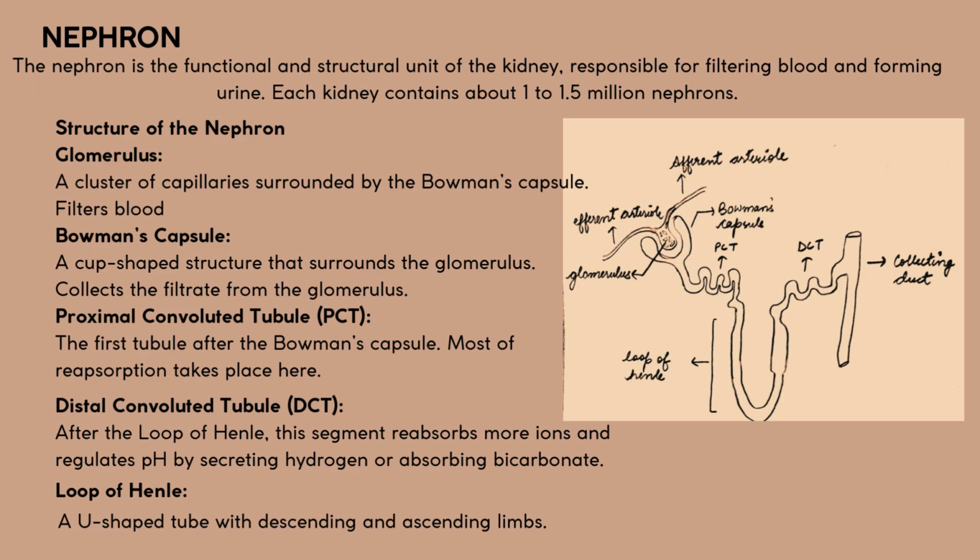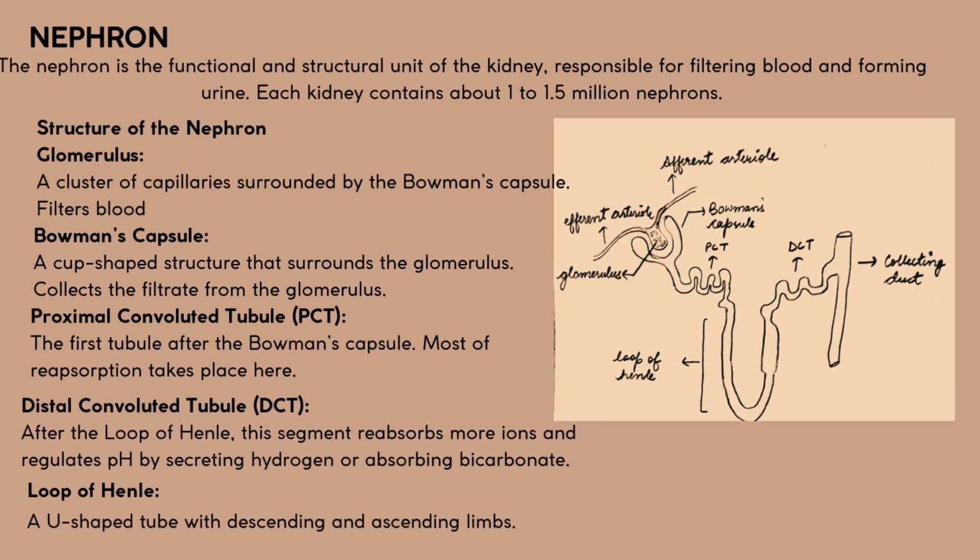A nephron consists of glomerulus, a cluster of capillaries surrounded by the Bowman's capsule. It filters blood. Bowman's capsule, a cup-shaped structure that surrounds the glomerulus. Collects the filtrate from the glomerulus. Proximal convoluted tubule, PCT, the first tubule after the Bowman's capsule. Most of reabsorption takes place here. Distal convoluted tubule, DCT, after the loop of Henle. This segment reabsorbs more ions and regulates pH by secreting hydrogen or absorbing bicarbonate. Loop of Henle, a U-shaped tube with descending and ascending limbs.